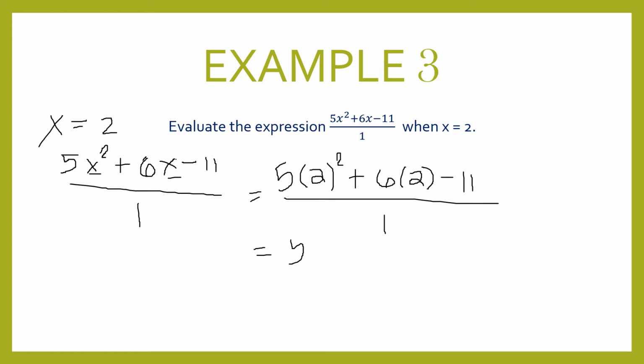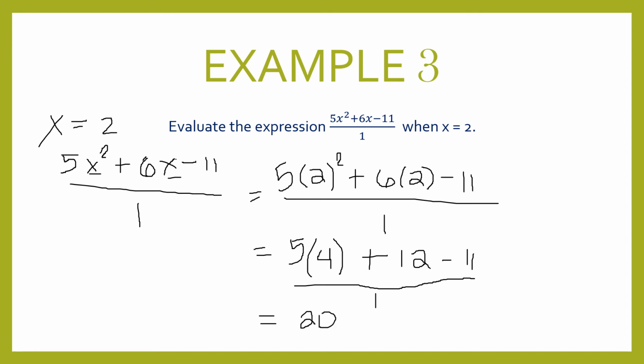So, 5 times 4 plus 12 minus 11 over 1. Then, we have 5 times 4, 20, plus 12 minus 11 over 1.